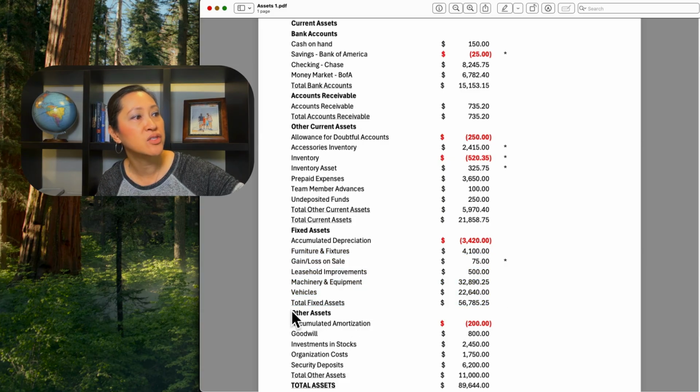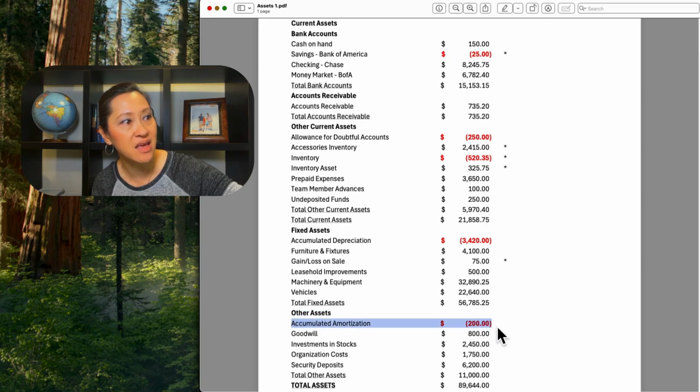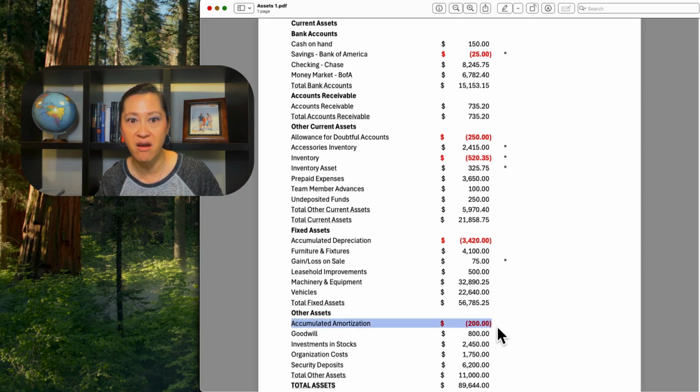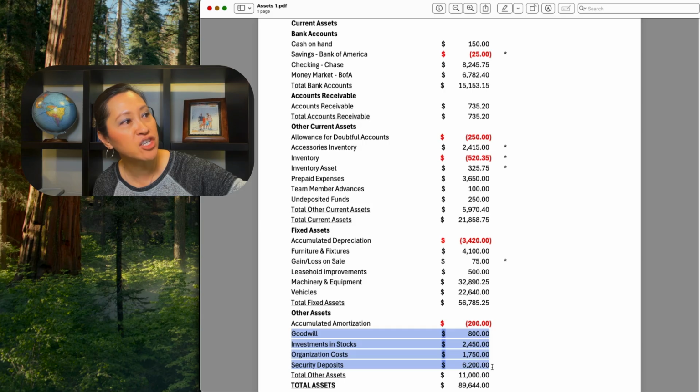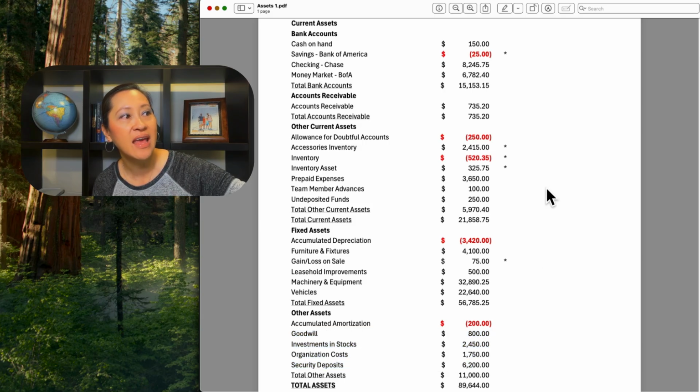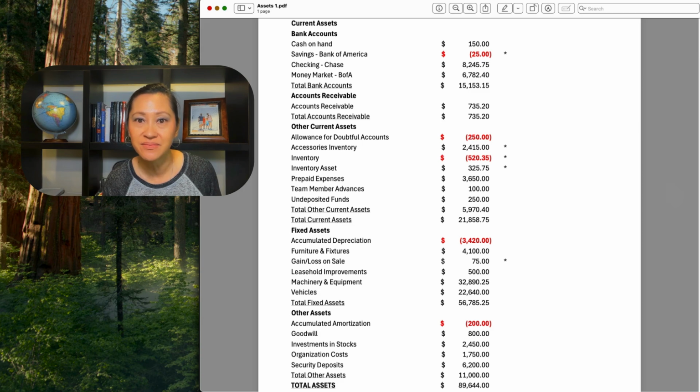Now let's move on to the other assets section. Right away, I notice a negative balance and think, should there be a negative here? In this case, yes. Accumulated amortization should always be negative because, like accumulated depreciation, it's a contra account, so that looks correct. Okay, so from there, I just make sure the other assets are positive, up to date, and properly accounted for, and that wraps up this statement.